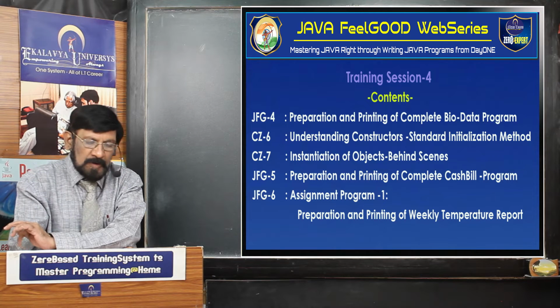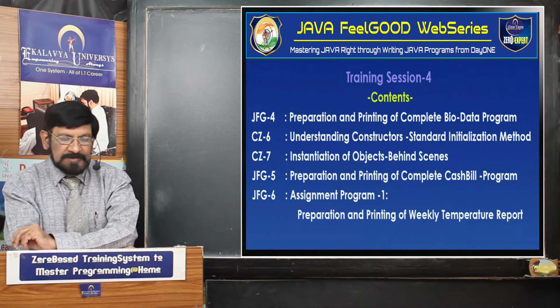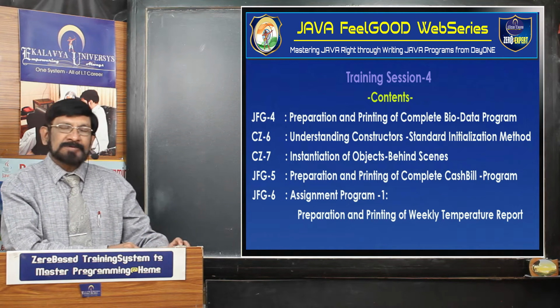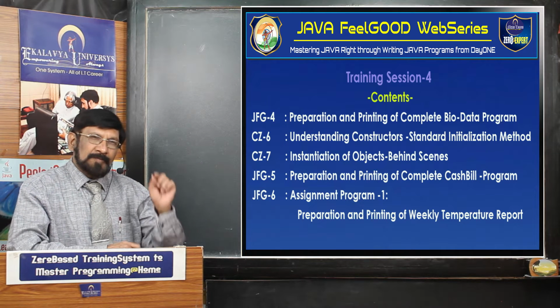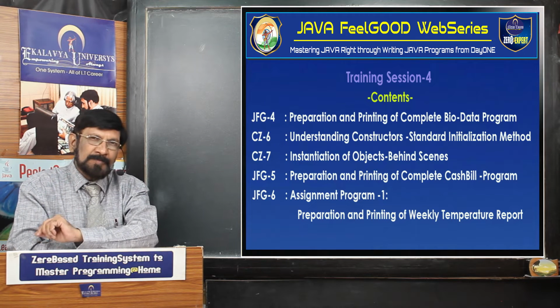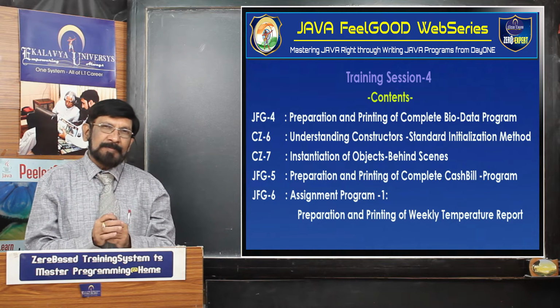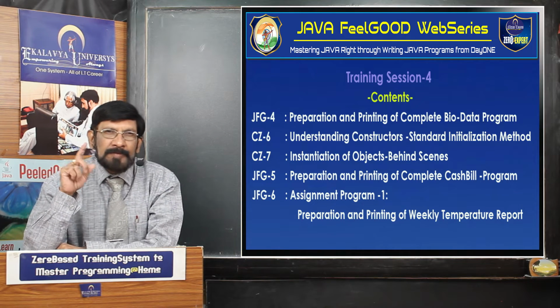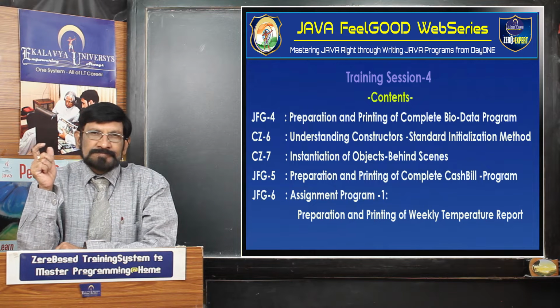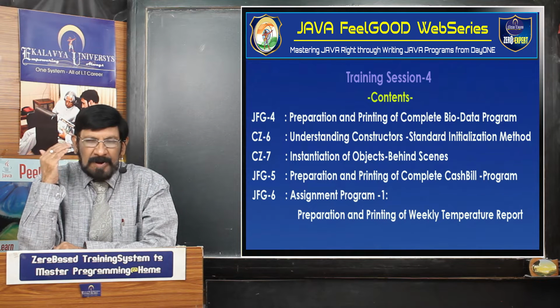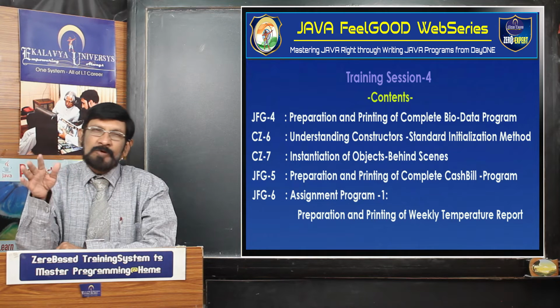Thereafter, one more concept, CZ7, instantiation of objects. Actually, from data types we create variables. In the same manner, from classes, a class is a data type, a user defined data type, from the class we create objects. So in this process, a lot of confusion is there, no doubt about that.